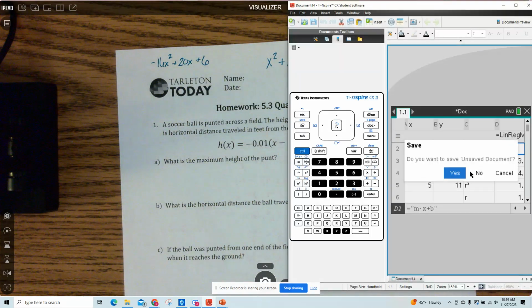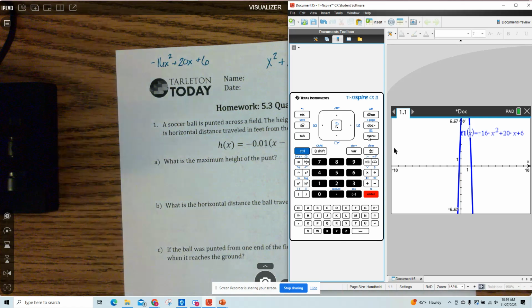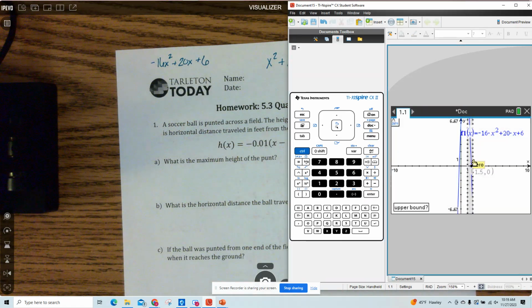Okay. So if we graph this thing, negative 16x squared plus 20x plus 6, there's the quadratic that represents this. So how far it goes, that would be a 0. So this says 1.5 feet. But again, these are hypothetical numbers. These aren't legit numbers. I bet our speed is way off, is what it is.